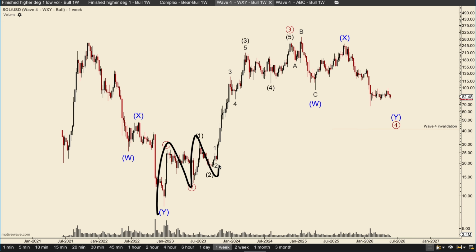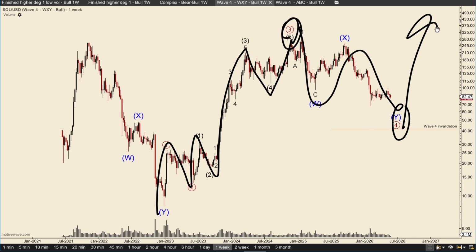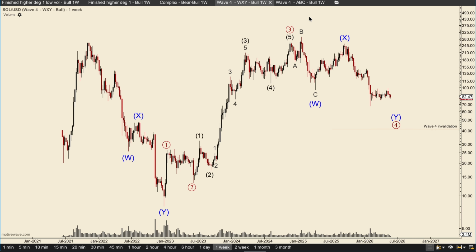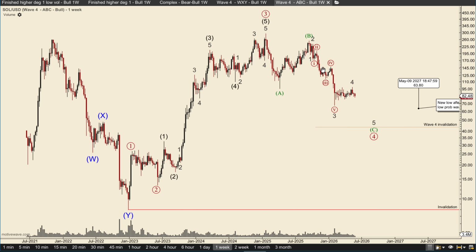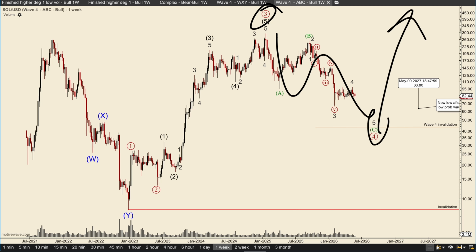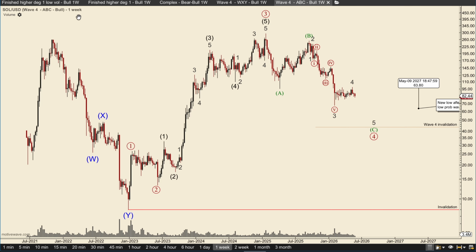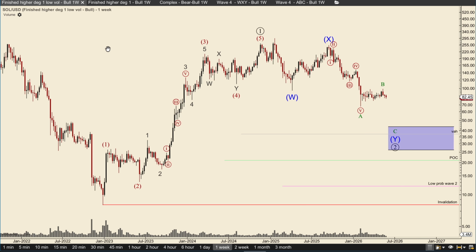So 1, 2, 1, 2, 3, 4, 5, 3 is here now. And then WXY 4 looking for a 4, and then we're moving up in our last finishing wave 5. And the last one is having the 3 over here, an ABC, and a wave 4 here, and then moving up. So the probabilities for these, I have arranged them in order of probabilities. So the further left, they are the most probable.